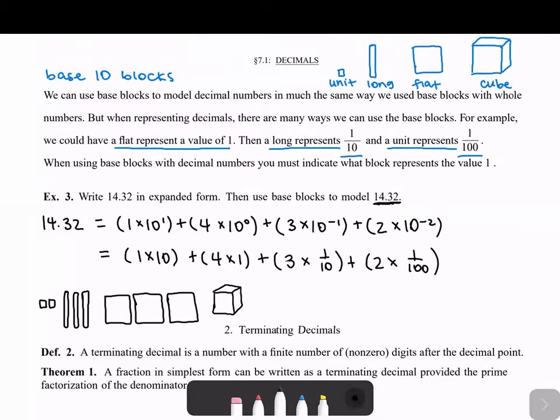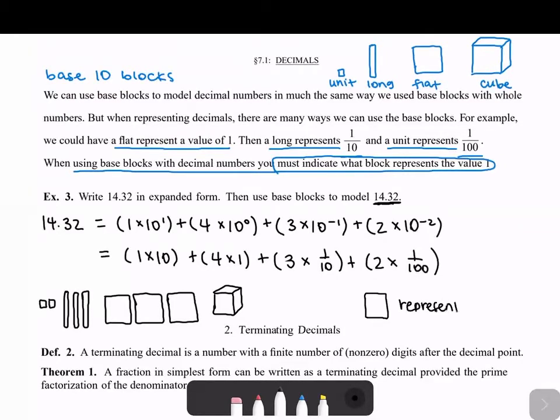Okay, one thing that I set up here: when using base blocks with decimals, you must indicate what block represents 1. So this is one of the most important parts. We have down here that this flat represents 1, because we had, oh, I should have had 4 of those. My apologies. Let me erase this cube, because I should have had 4 flats and then 1 cube. Okay, so the flat represents 1.